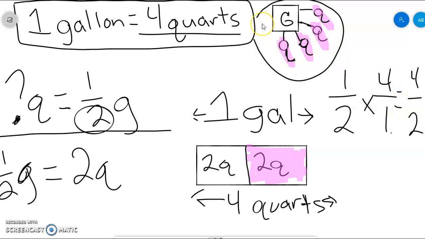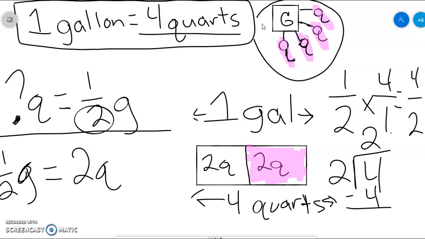To change this into a mixed number or a whole number, we will divide the top by the bottom. So let's divide 4 by 2. 2 will go into 4 2 times. 2 times 2 is 4. Subtract. We're left with nothing. Our problem is solved. So now this also tells us 2 quarts. We could have drawn a picture, or we could have used an equation to solve. Okay, let's try one more example.